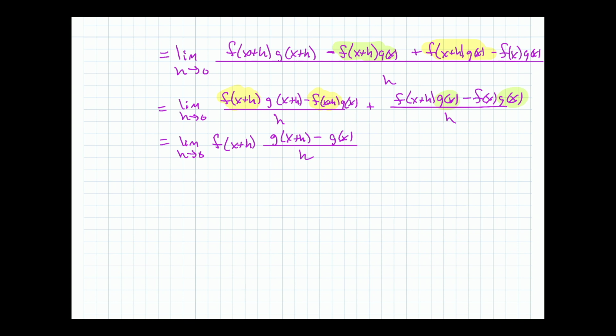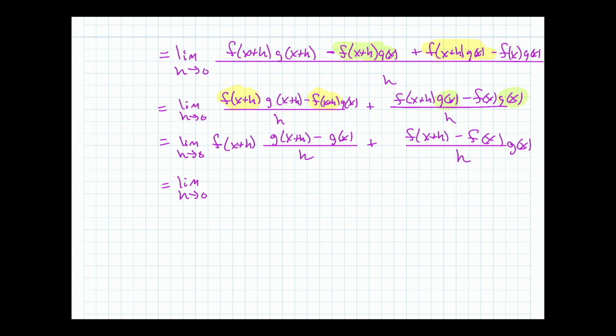So yeah, that's valid. And on the other one, I am going to take out a g of x. And if you take out the g of x, you'll be left with f of x plus h minus f of x. Okay? Now, the thing is that if we take the limit as h goes to 0, well, okay, I'm going to do a middle step here.